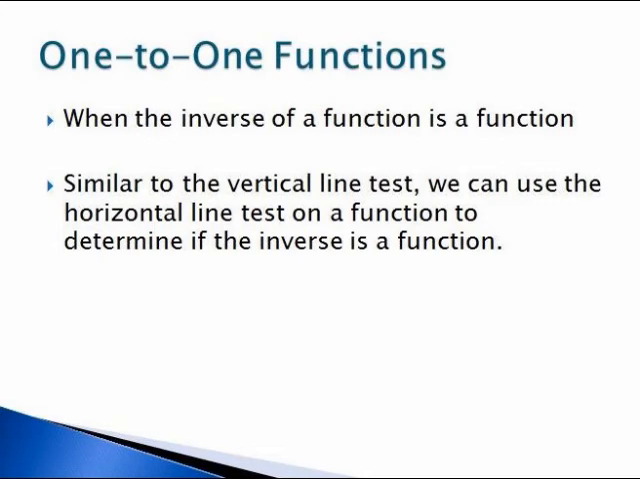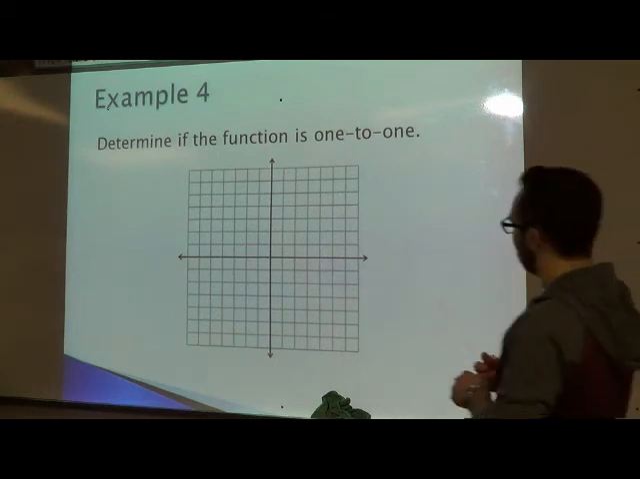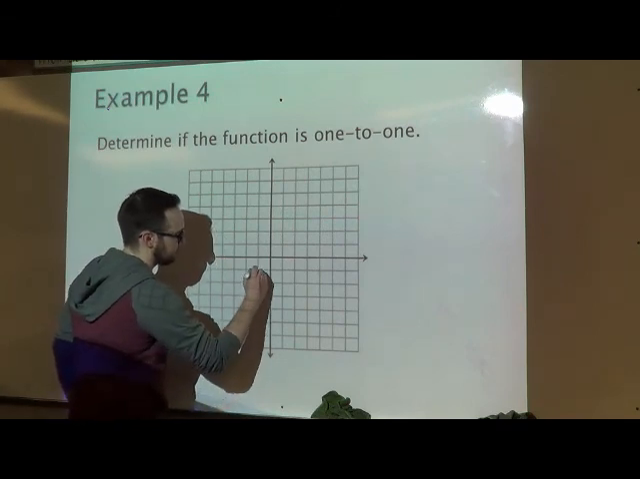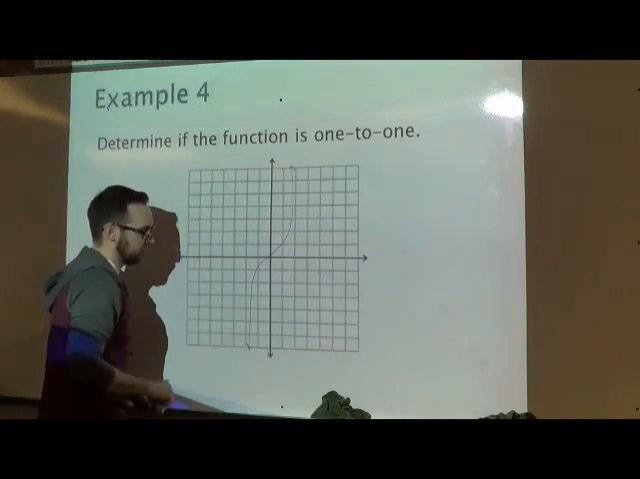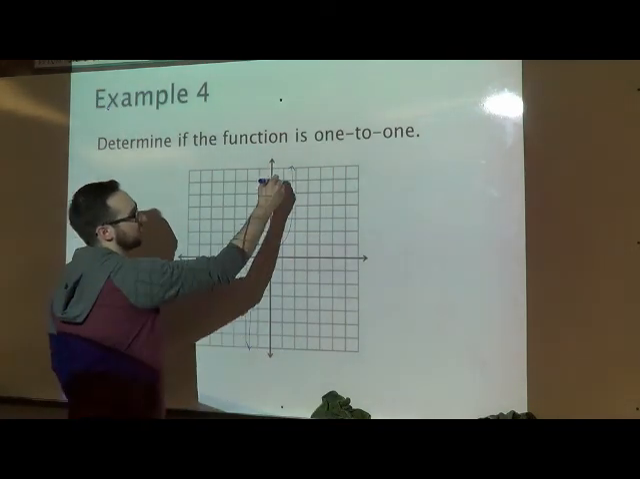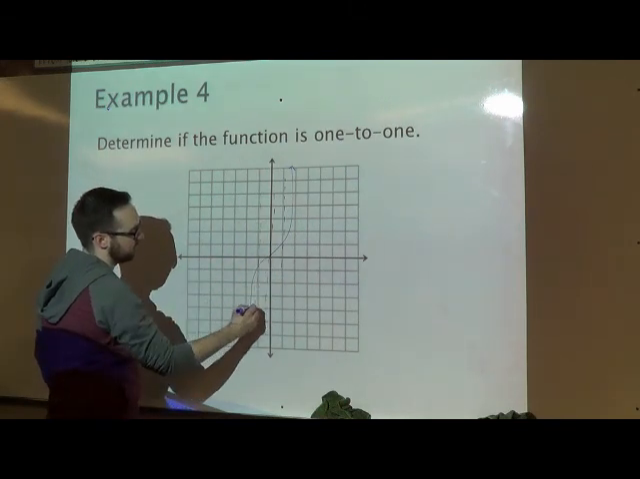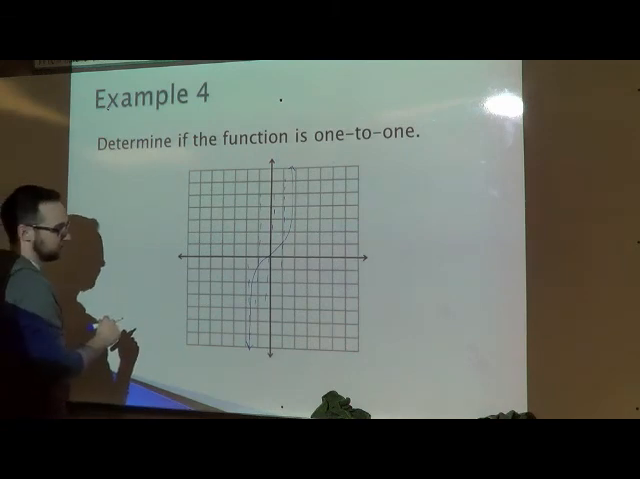So we'll go ahead and take a look at an example of a function and determine if it's one-to-one. So you should have a blank graph on your paper, so go ahead and draw this graph with me. So we're going to go ahead and look at the cubic graph, which looks something like this. Now, if I look at the vertical line test, it passes, right? This is a function.